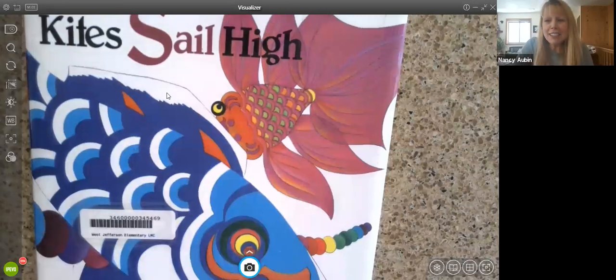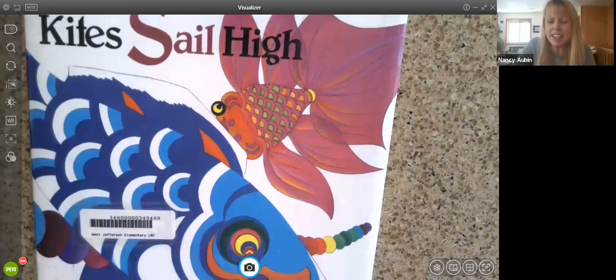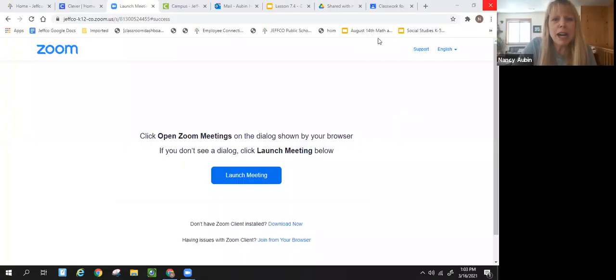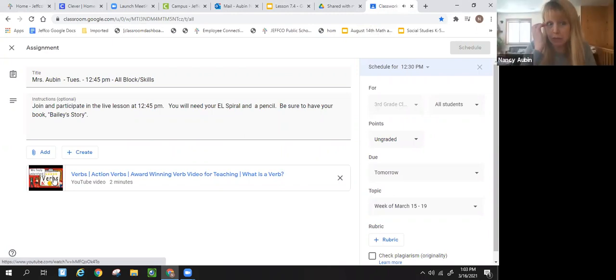All right, so that's my book. I'm hoping that gave you some more schema about verbs. We're going to watch a quick video to build our schema a little bit more, and then we're going to partake in an activity. We're going to see if we can find a verb. Understanding action verbs, physical actions. Hold on.